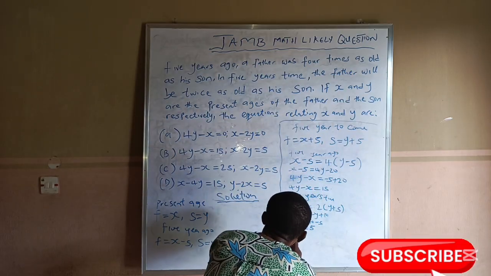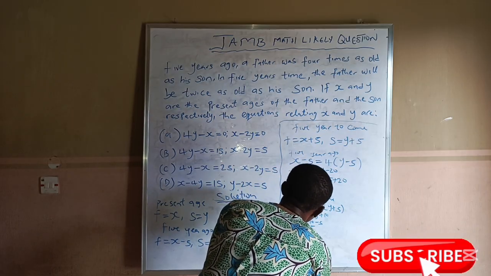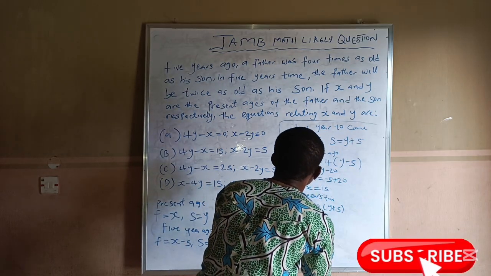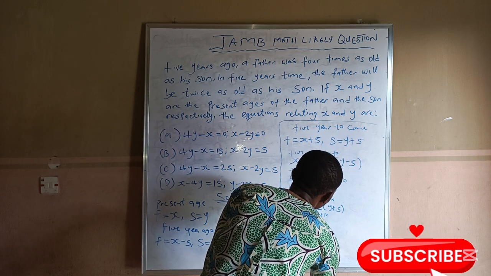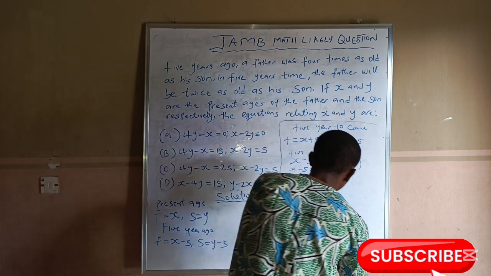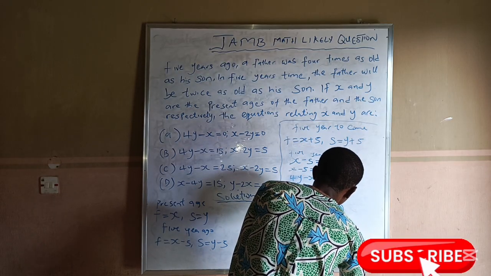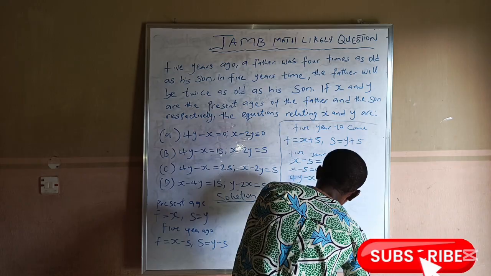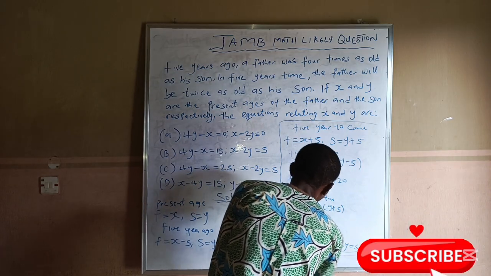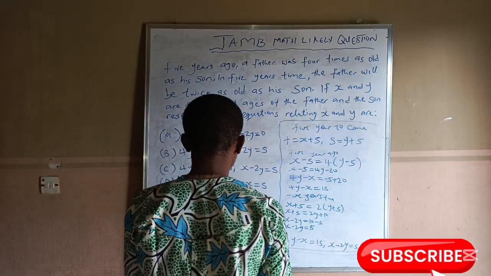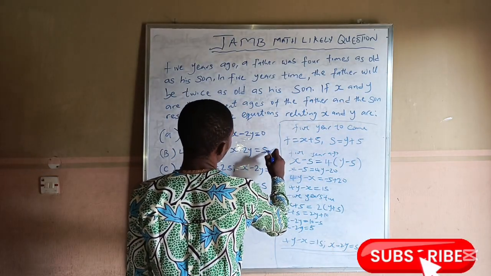So now the equation relating both of them is this: 4y minus x equals 15, and then x minus 2y equals 5. These are the final answers. Which option is this? Option B. Yes, option B is the correct answer.